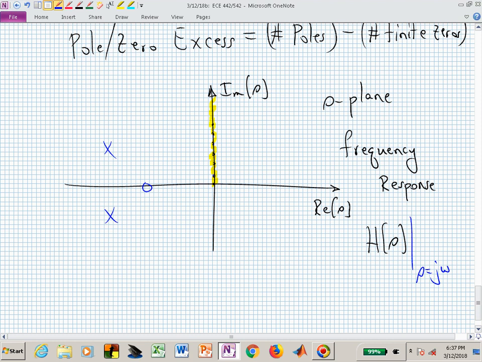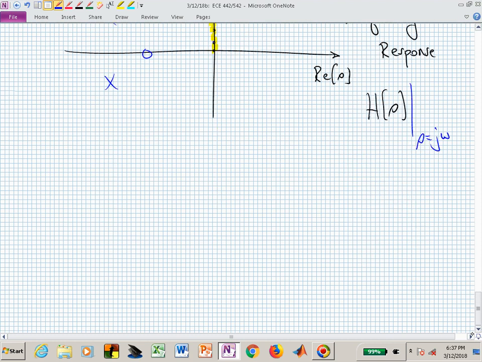What does that look like in the discrete setting? Well, we just go back to our friend, which is this mapping relationship: z is equal to e to the sT. Here's our z-plane. And if z is equal to e to the sT, and we are using the same frequency response, we replace s with j omega.